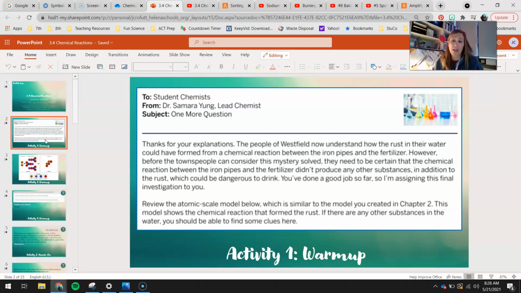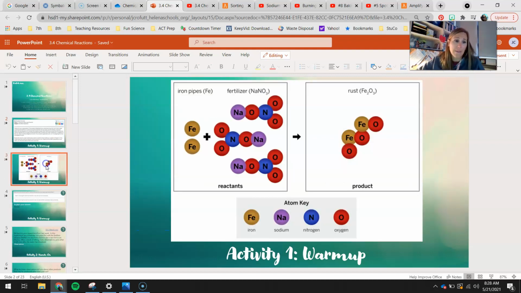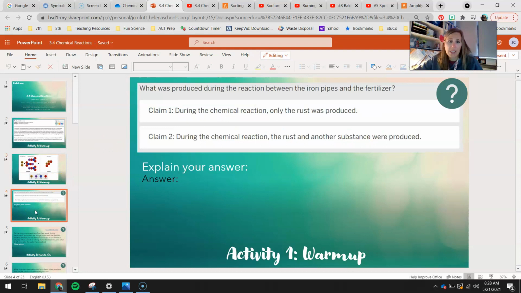Okay, at this point, your guys' computer should be facing forward, so you're paying attention to this video. You guys, again, should have already completed this warm-up. Okay, moving on to the second part of the warm-up, you guys see this is kind of your little chemical equation so far. We had 2 iron atoms coming together with 3 fertilizer molecules to form a rust molecule. Okay, so with that being said, you guys should have answered this question.